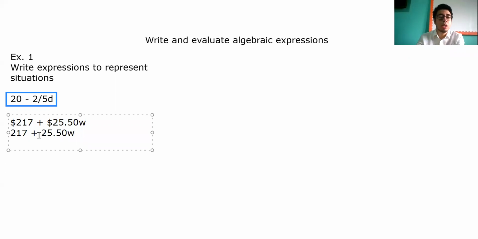So this is the expression you need: 217 plus 25.50 times w, for the $25.50 each week that she's going to deposit in her account. So that's all that you need in this case. This is the expression again.